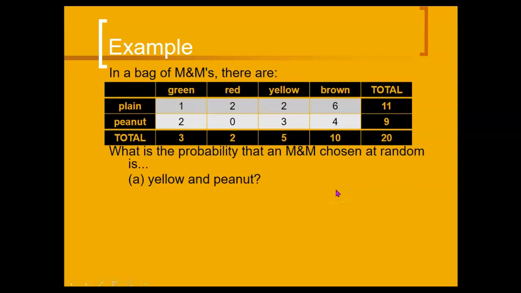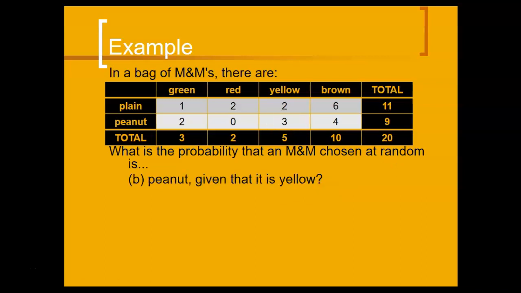What's the probability that an M&M chosen at random is yellow and peanut? Which ones fit that description? Those 3. There are 3 ways that we could have that be true. 3 ways that we could pull out an M&M that is yellow and peanut. That's if we get one of those 3 out of 20 in all. So that probability would be 3 over 20 or 0.15.